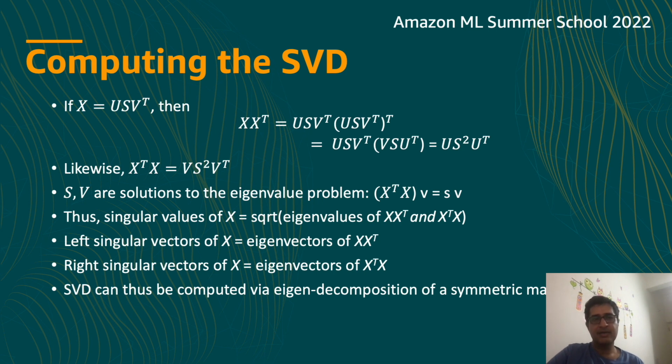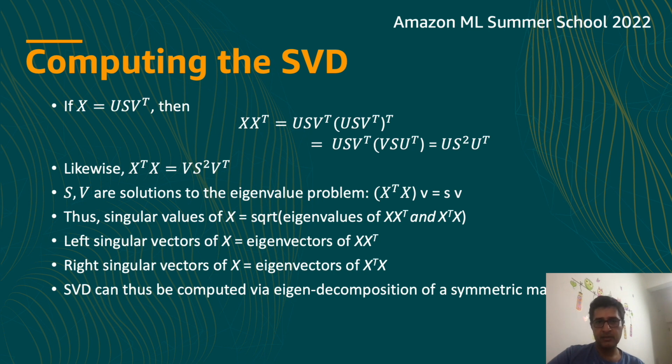So your U, S, V become solutions to an eigenvalue problem, and these are symmetric matrices themselves. X transpose X is a symmetric matrix. So essentially you are able to convert the SVD problem to an eigenvalue identification problem, right? That eigenvalue identification problem is something that has been well studied. We know efficient ways of carrying it out, and I'll lead you through one way of computing that.